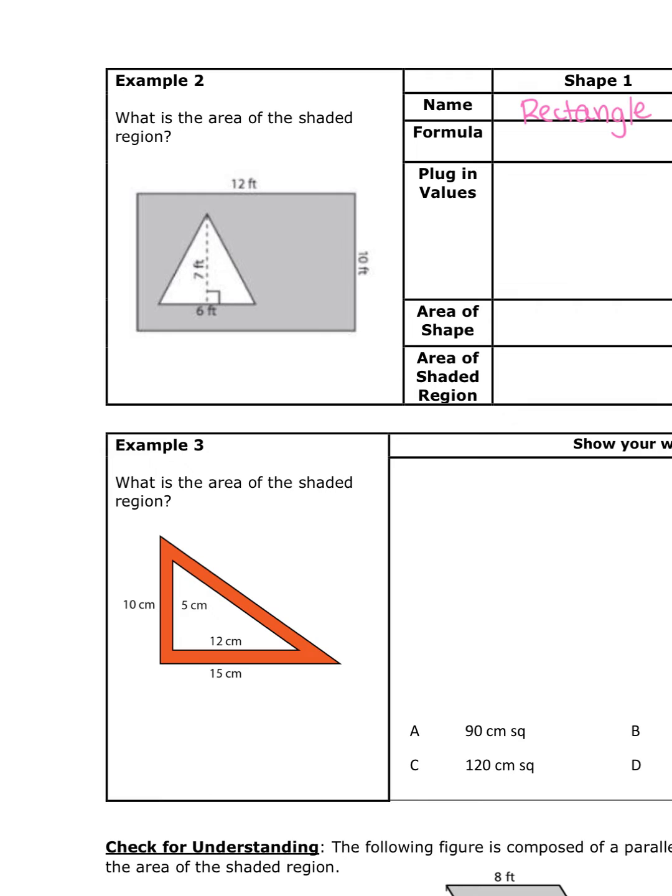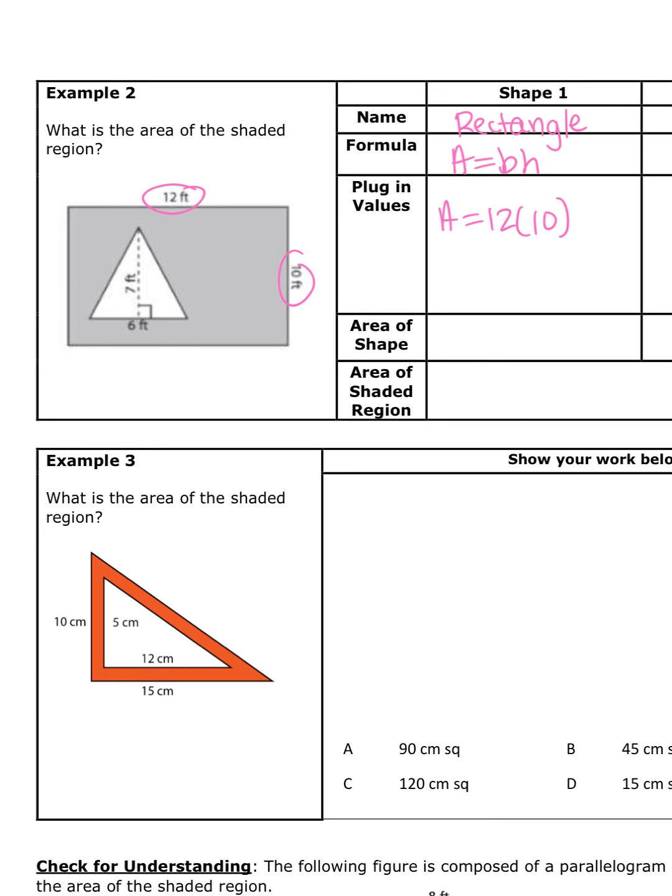Take the time to look at your formula chart. Even if you're like, I got this, still look at it. So it would be area equals base times height. I can see that that is 12 and 10. So area equals 12 times 10. That would be 120. So that's 120 square feet.